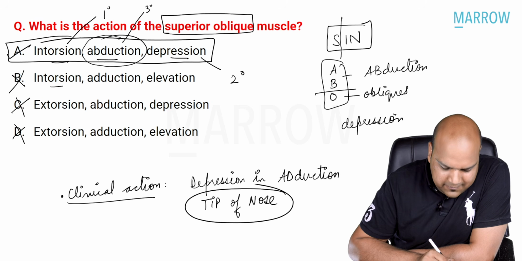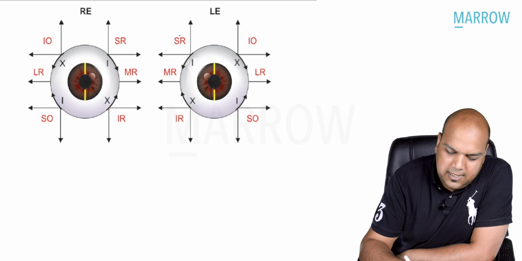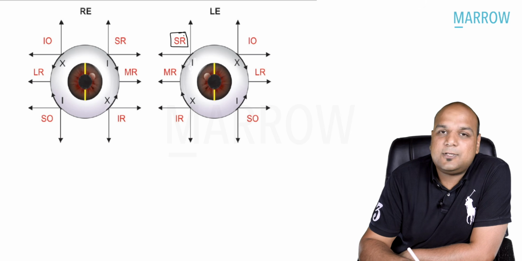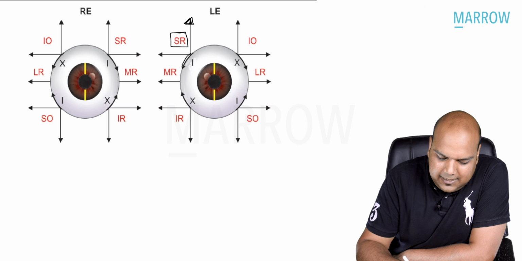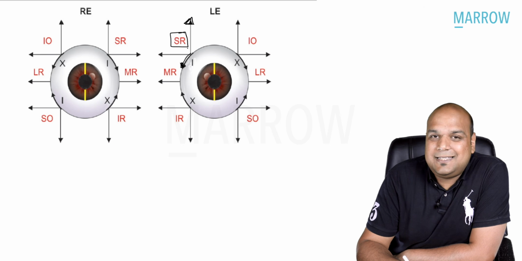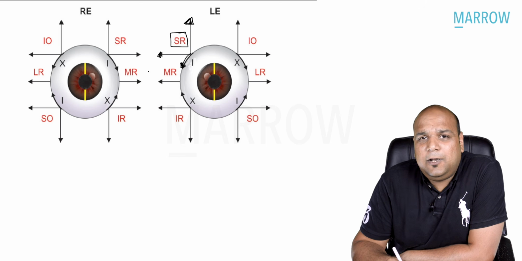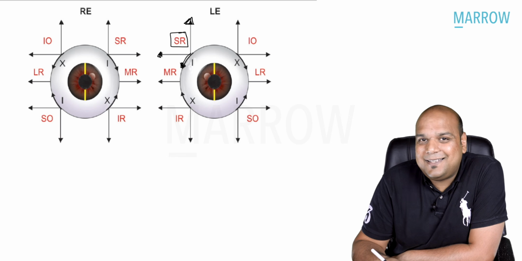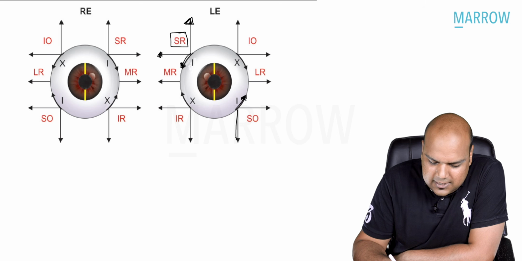Okay. Let us revise the actions of the extraocular muscles. Everybody, these are the anatomical actions you will be able to see. Let us start with the first muscle, superior rectus. Superior causes elevation. If it is a superior muscle, SIN, it causes intorsion. It is a rectus. Rectus causes adduction, you can see. Let us see the superior oblique that we have just now seen. Superior muscle causes intorsion, inward rotation. It causes depression and it causes abduction.